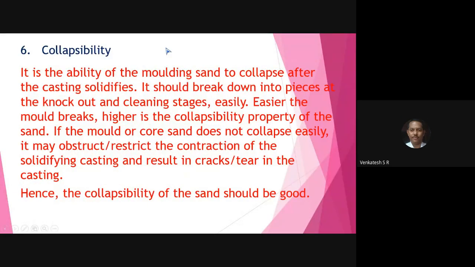Next, come to the point, collapsibility. See, when you pour the molten metal into the mold cavity, there may be a chance of collapsing of the wall of the mold cavity. There must be strength which should avoid collapsing of the wall of the mold cavity. This is also very important. You can increase the collapsibility property by adding binder and additives to the molding sand. Write down number 6, collapsibility.